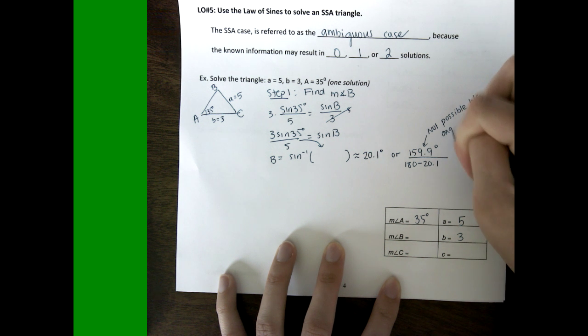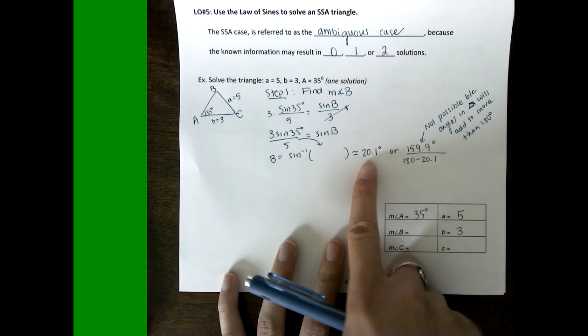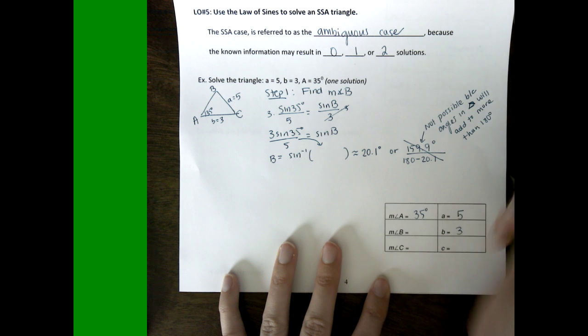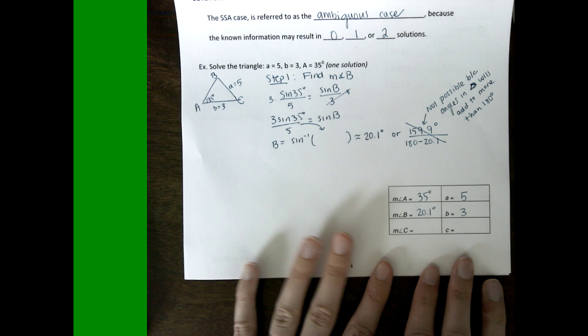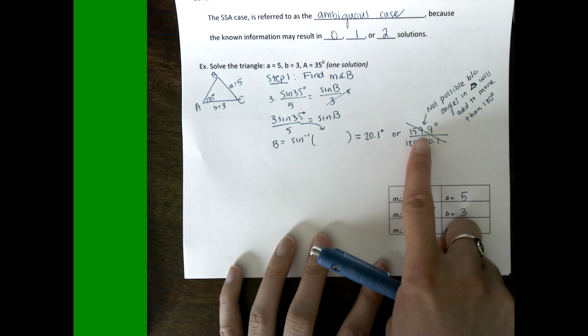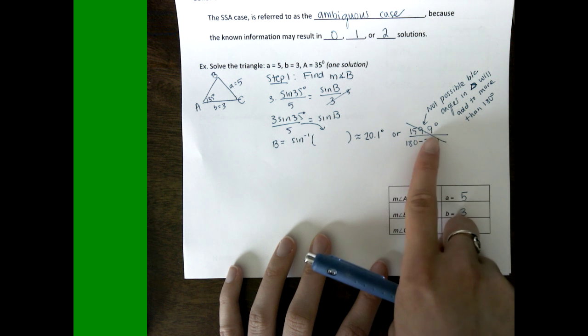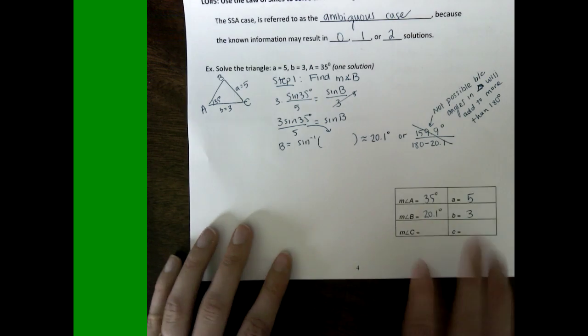So this is not possible because angles in a triangle will add to no more than 180 degrees, which means 20.1 is the only possibility for B, so we can ignore that other one, put 20.1 here, and now we can continue to solve for C just like we did in the last lesson. If that other one had been okay, that would be a situation where you have two possible triangles, and then you need to solve for both, which we will do in the next example.